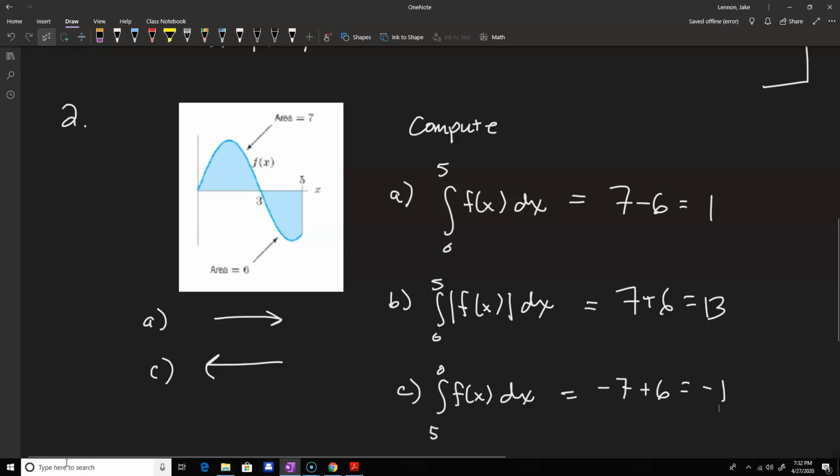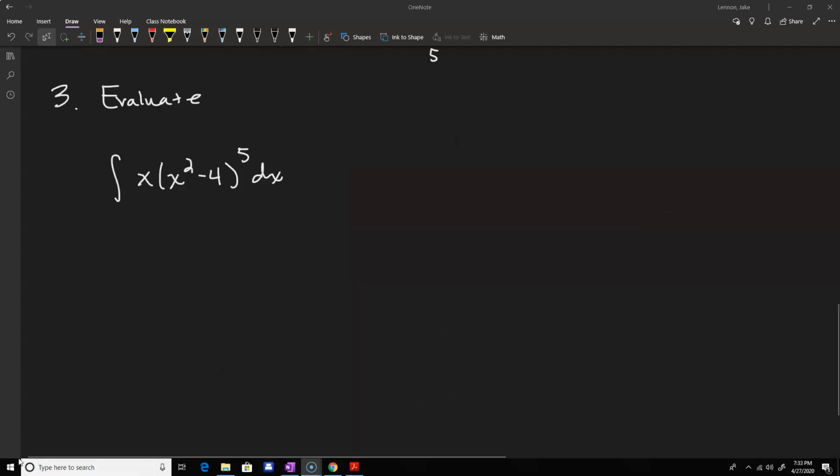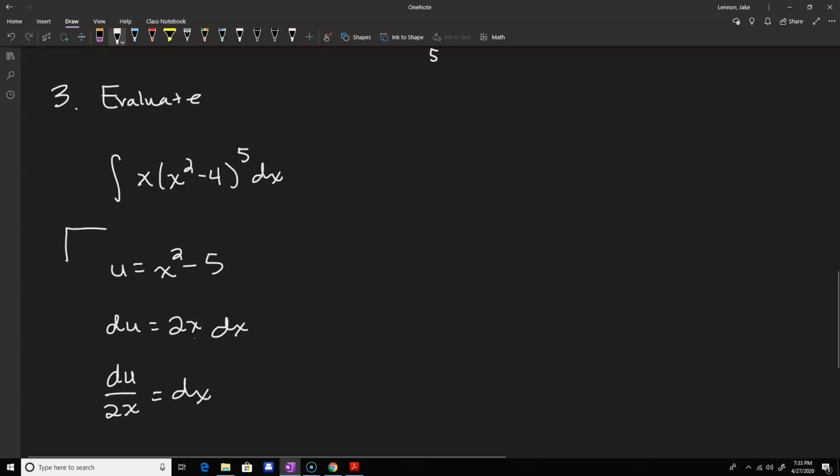So let's move on to number 3. This is just a U-substitution, so finding a general antiderivative. So we want to let u be x squared minus 4, and then find du. So du will be 2x dx. Then the easiest way I recommend is just solving for dx. So du divided by 2x is equal to dx.